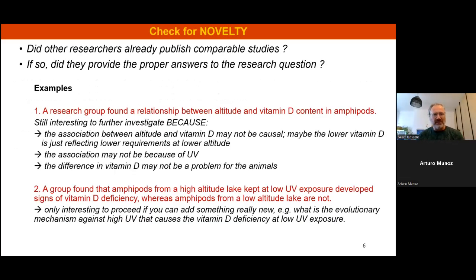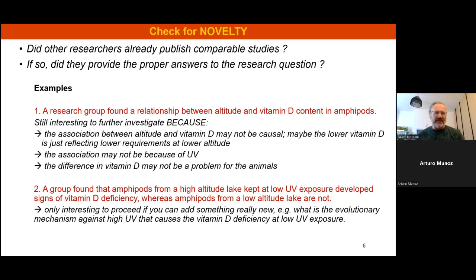What does novelty mean? Novelty means that you have to ask yourself, did other researchers already publish comparable studies? I will give some examples here below, but it's not a problem if you find something on that topic that makes you say, oh, I should skip this item because it's already been done. No, if that's the case, did they provide the proper answers to the research question?